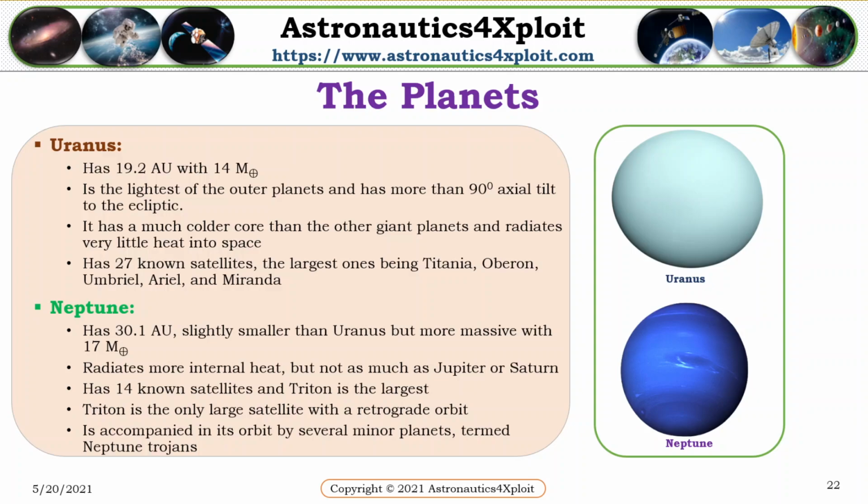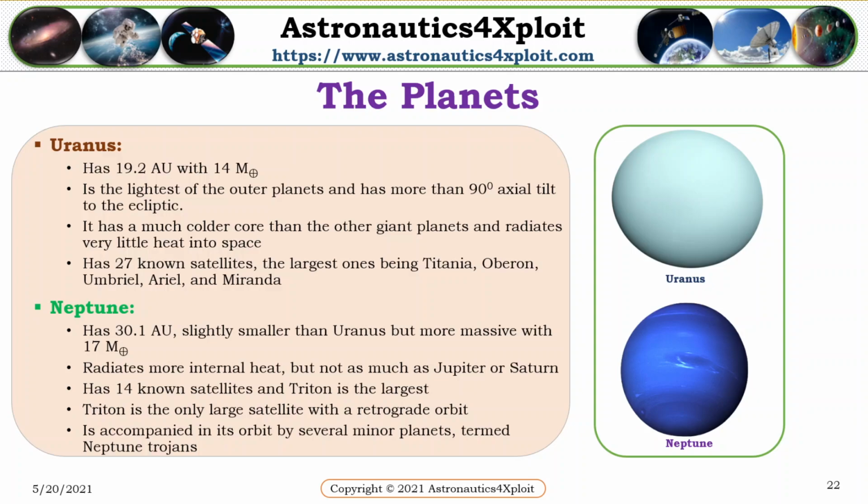Uranus is at 19.2 AU and is the lightest of the outer planets, and has more than 90% axial tilt to the ecliptic. It has a much colder core than the other giant planets and radiates very little heat into space. Uranus has 27 known satellites, the largest ones being Titania, Oberon, Umbriel, Ariel, and Miranda.